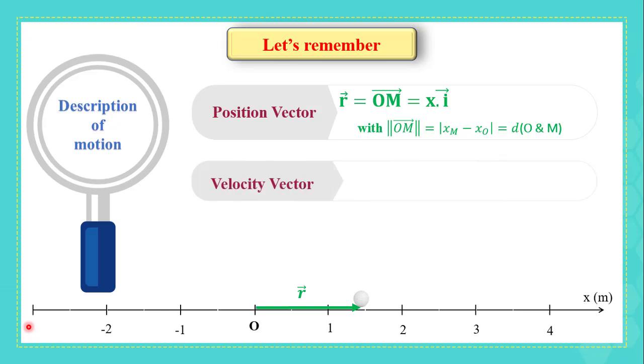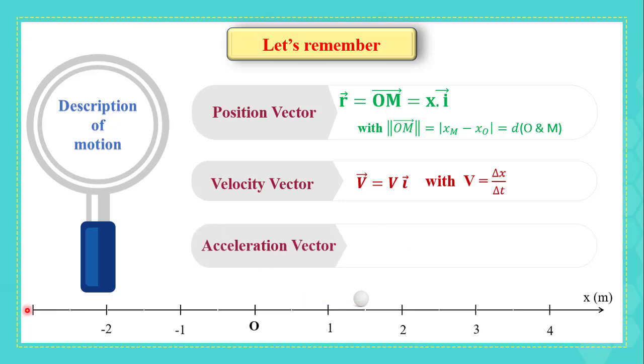The velocity vector v equals v i, where v equals delta x divided by delta t, which can be positive or negative, indicating the direction of motion, and the acceleration vector a equals a i vector with a equal to delta v divided by delta t, which can also be positive or negative, indicating if the speed of the object increases or decreases, and indicating whether the motion is accelerating or decelerating.